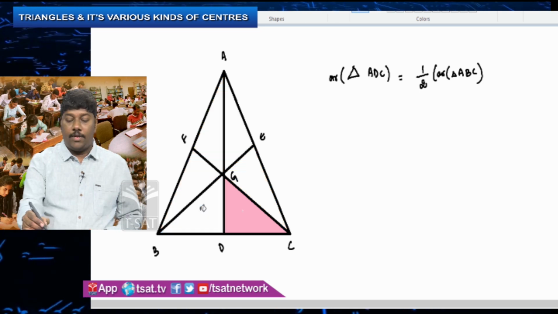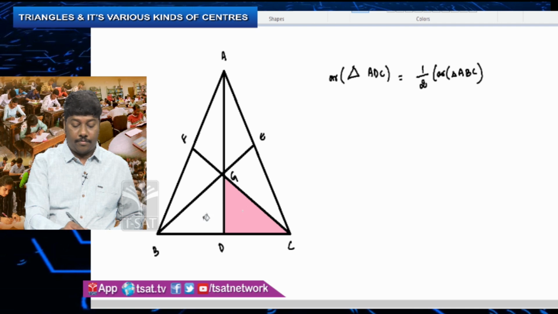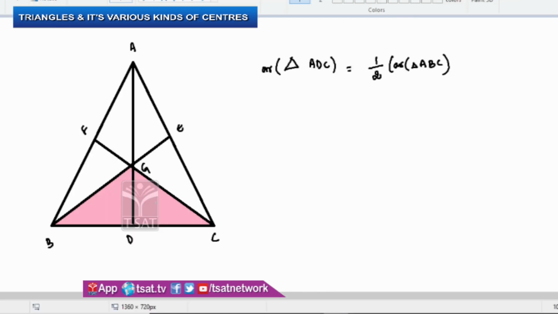Now, see here, I will take the triangle BGC. Area of triangle BGC is 1/3 of area of triangle ABC.